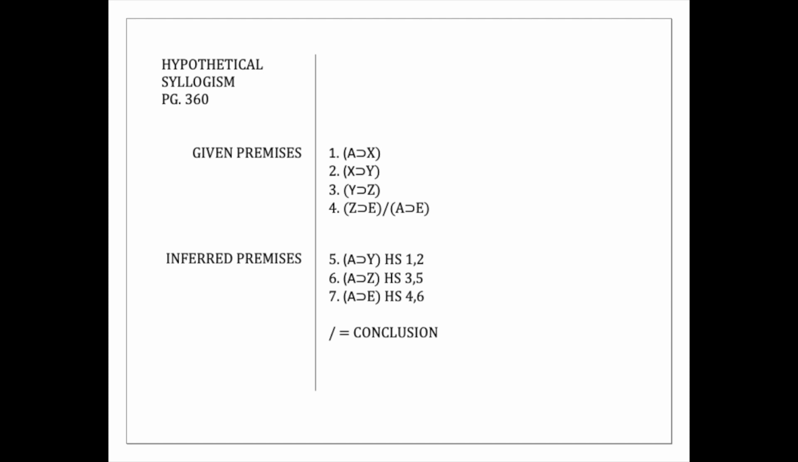And finally, we can infer the conclusion if a, then e based on hypothetical syllogism from premises 4 and 6. Now, if you look at premise 6 first, it says if a, then z. And then you look at premise 4, it says if z, then e. The consequent of if a, then z is the same as the antecedent of the conditional if z, then e. And we can conclude the conclusion if a, then e based on a hypothetical syllogism premise 4 and 6. And because we have finished with the conclusion, our proof is complete.